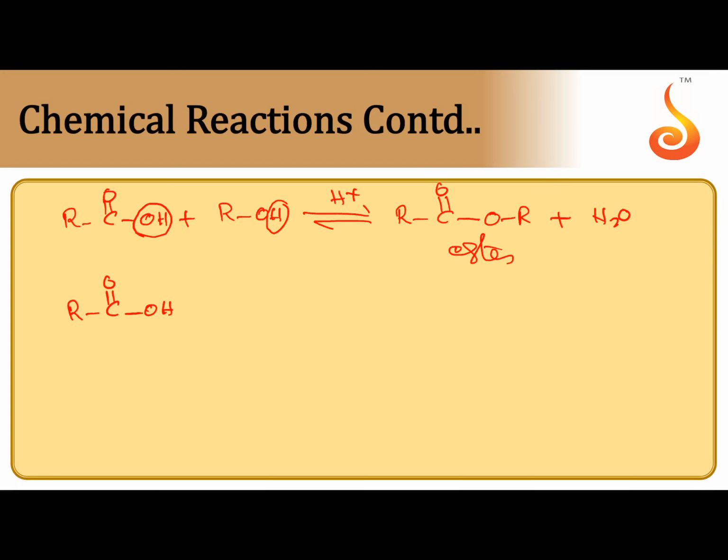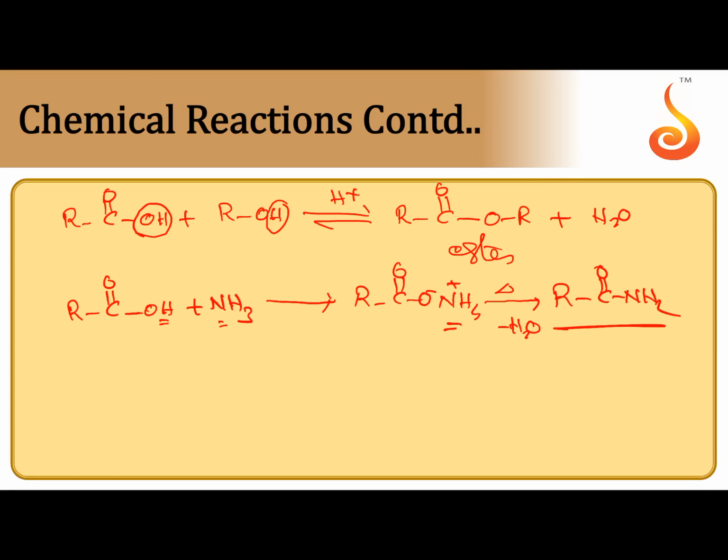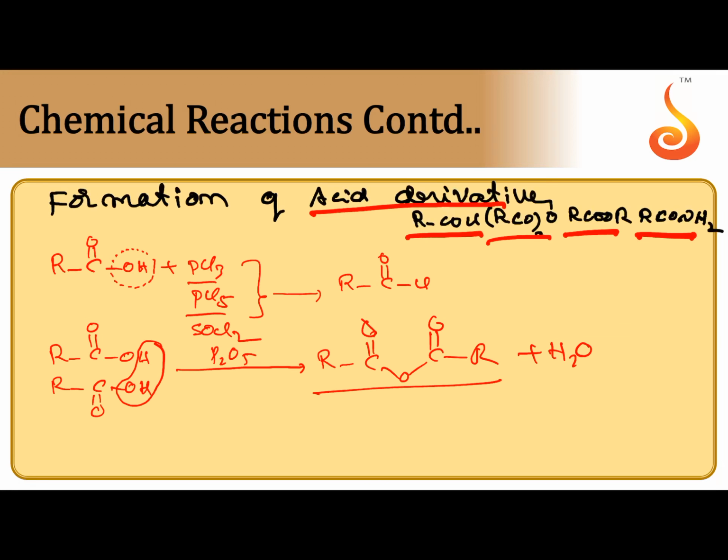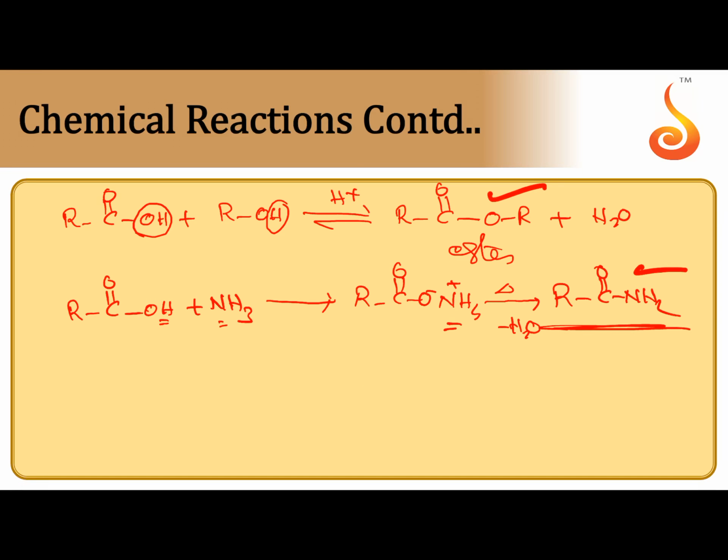Next, when carboxylic acid is reacted with ammonia, being a base, neutralization takes place. H plus and NH3 get converted into the ammonium ion, giving RCOO minus NH4 plus, ammonium carboxylate. That ammonium carboxylate on heating undergoes dehydration; even P2O5 can be used. The final product obtained, RCONH2, is an amide. So by this method we can prepare acid halides, acid anhydrides, esters as well as amides from carboxylic acid.